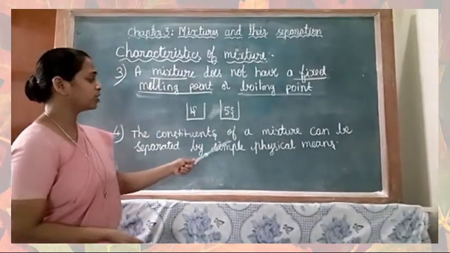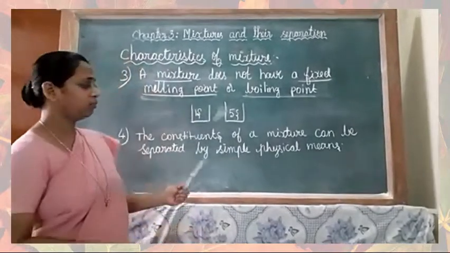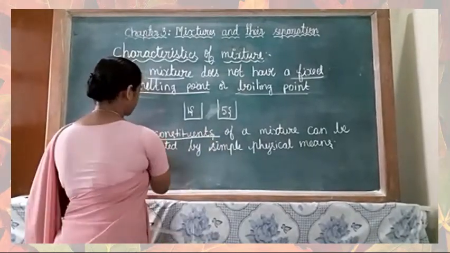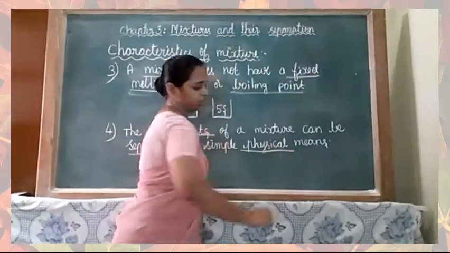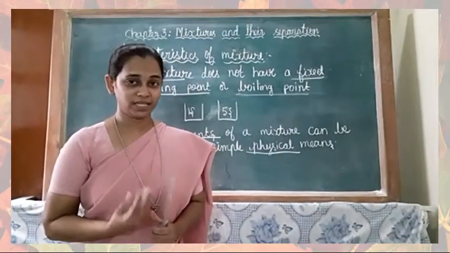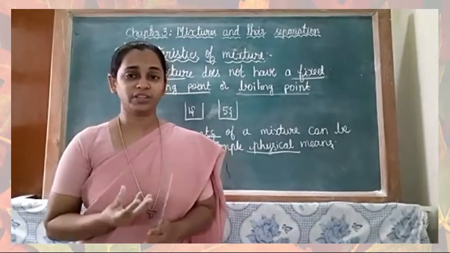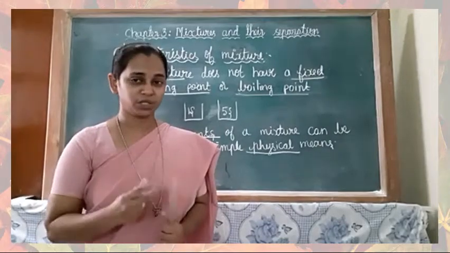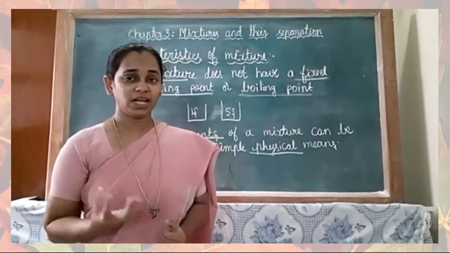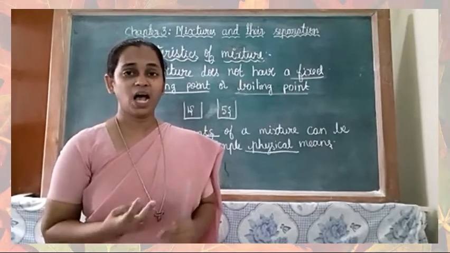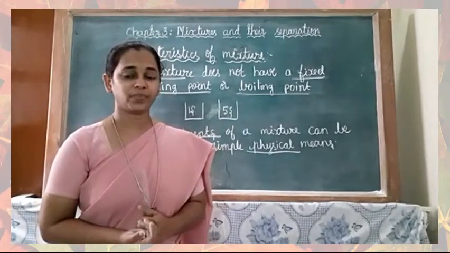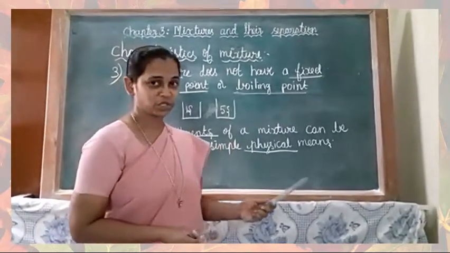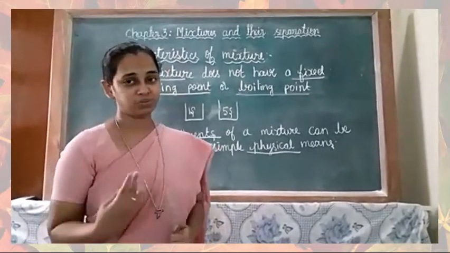Next, the constituents of a mixture can be separated by simple physical means. For example, add salt with iron dust. Now, move a magnet over the mixture. The magnet attracts the iron dust, leaving the salt behind. From this we can understand that the constituents of a mixture can be separated by simple physical means.